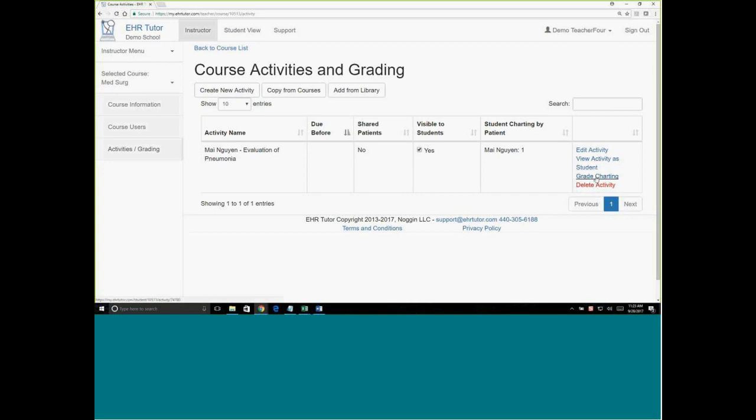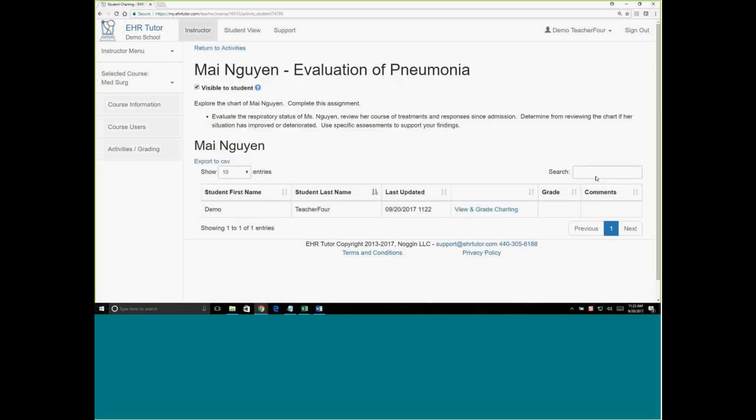I'm going to click on grade charting. When I click on grade charting, I'm the only student in here right now, and you'll see when I last updated this chart, and I can view and grade charting. When I open this, this is the student's own copy of this chart. Every student will have their own copy of it, so they can do their assignments.